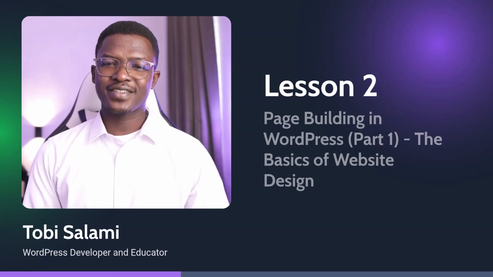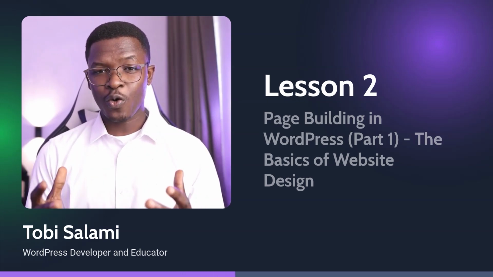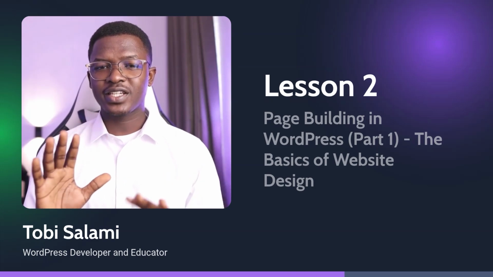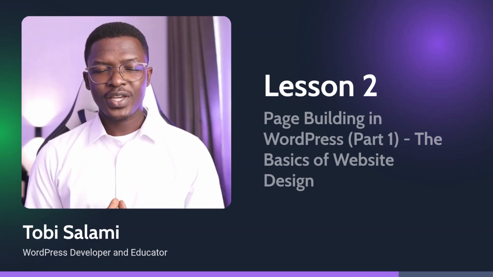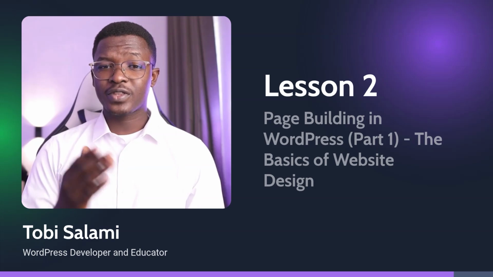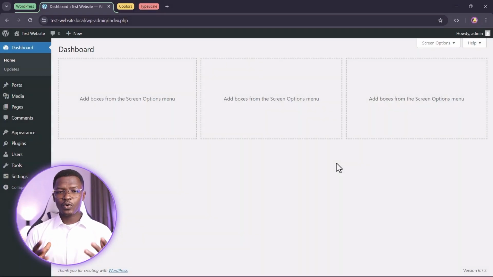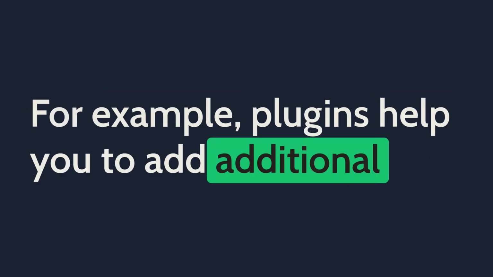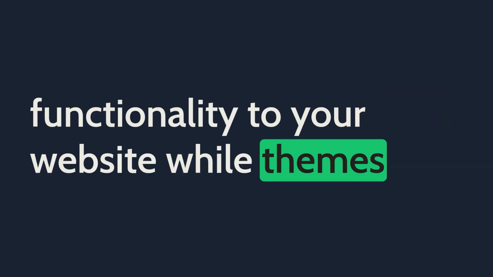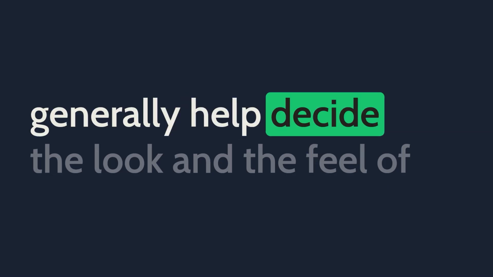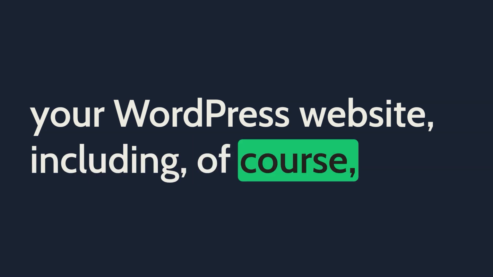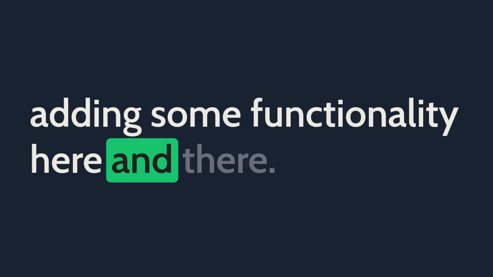In our first lesson, we talked about how to install WordPress, and I got you very comfortable with navigating the WordPress dashboard. And if you recall, I talked about themes and plugins, and I also talked about what places they have in the WordPress ecosystem. For example, plugins help you to add additional functionality to your website, while themes generally help decide the look and the feel of your WordPress website, including, of course, adding some functionality here and there.